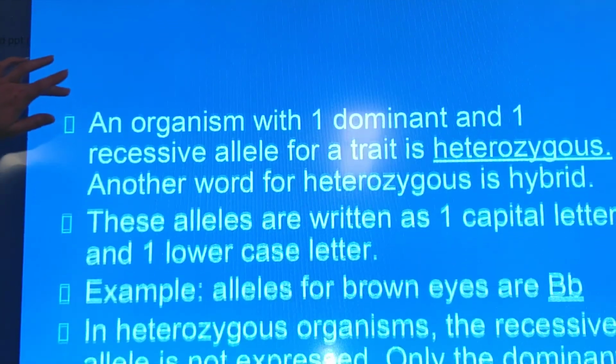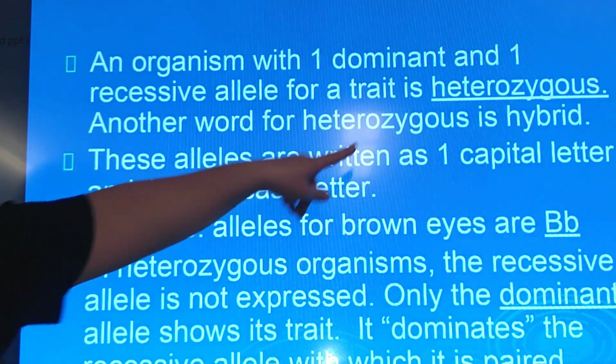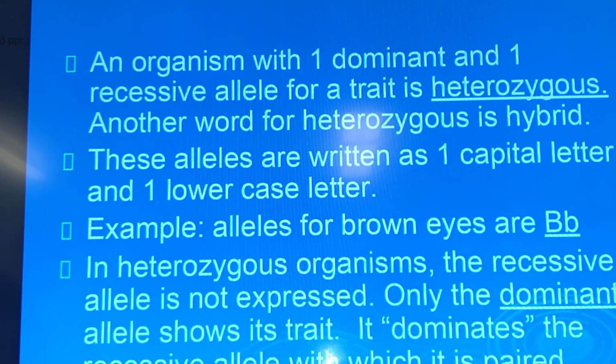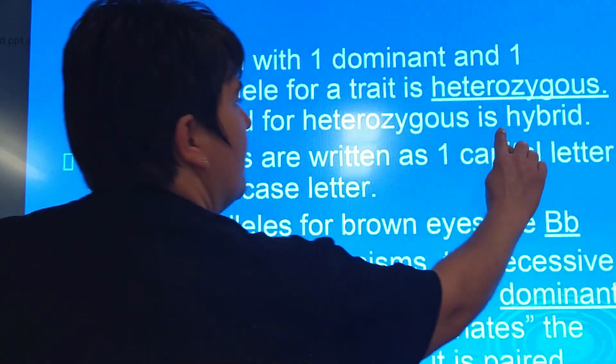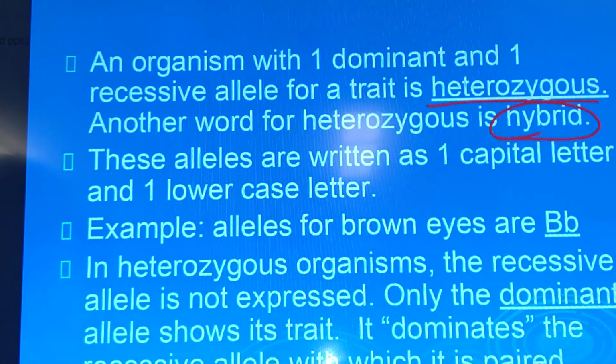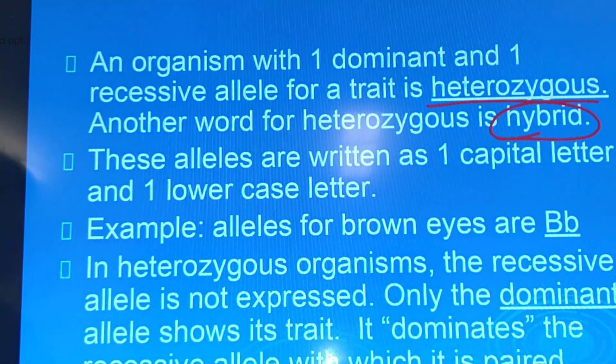An organism with 1 dominant and 1 recessive trait, such as big B, little b, is heterozygous, or also called hybrid. Okay. Hybrid would mean it could be heterozygous or hybrid. It means the same thing. It means it's going to have a dominant gene and a recessive gene. Of course, the dominant gene is going to show up. It's going to show that dominant trait.